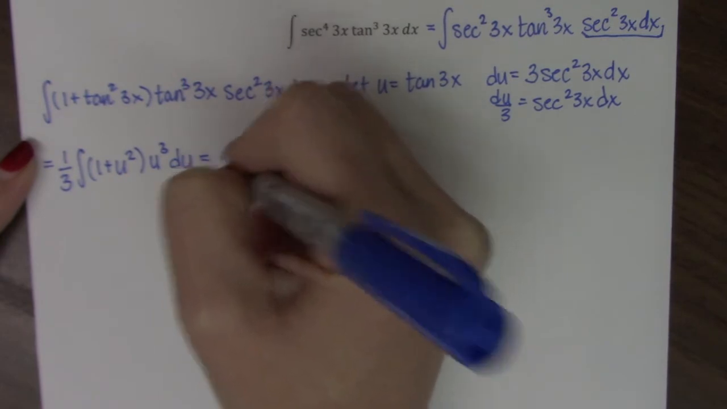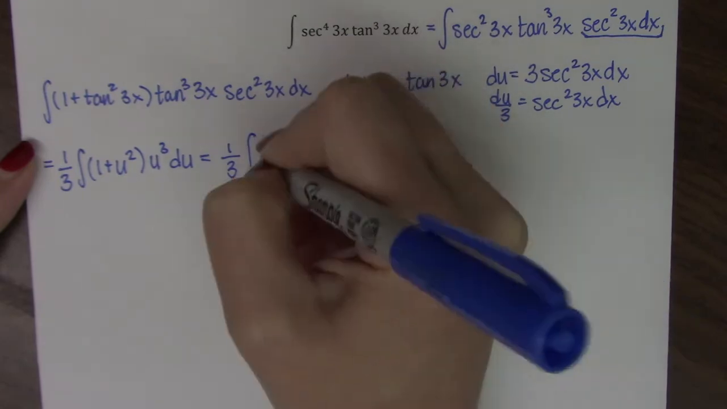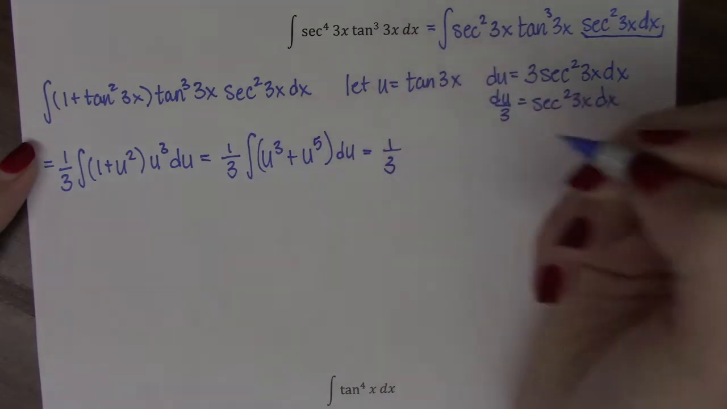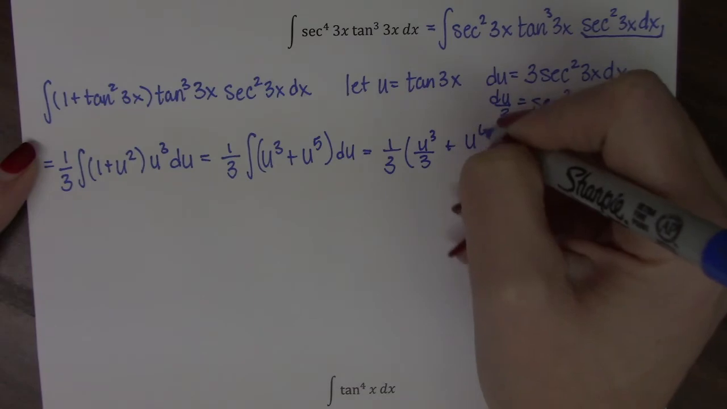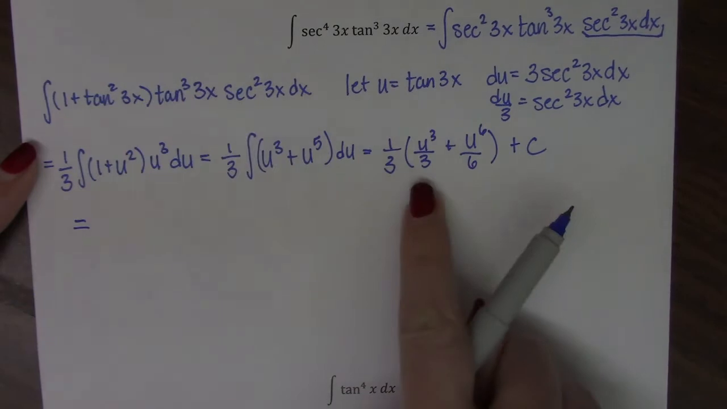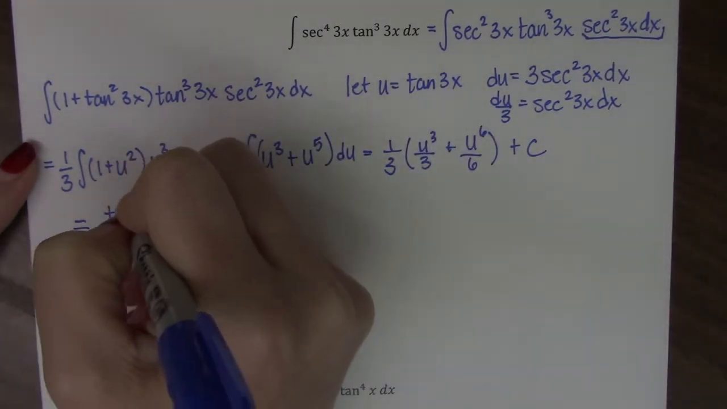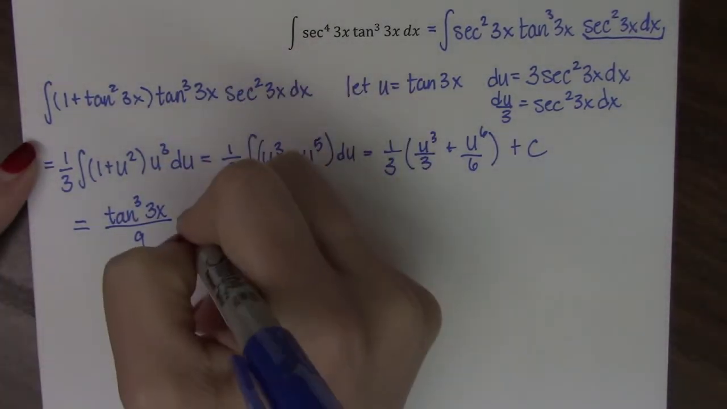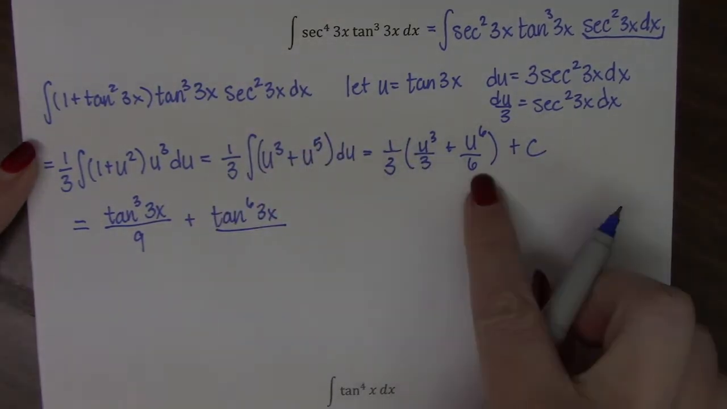So I'm going to distribute that before I integrate so I can do a power rule, and I've really got u cubed plus u to the 5th du. So when we anti-differentiate, we'll get 1/3 u cubed over 3 plus u to the 6th over 6 plus c. And now when I come back in and replace my tangent, I'm going to go ahead and distribute this 1/3. So I'm going to get tangent cubed 3x over 9, because 3 times 3 is 9, plus tangent to the 6th 3x over 18.